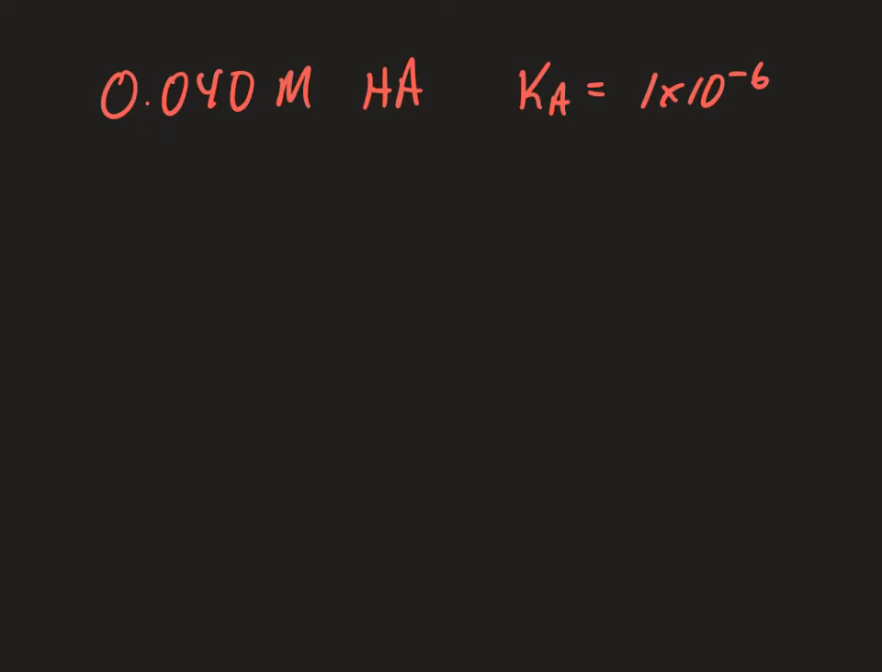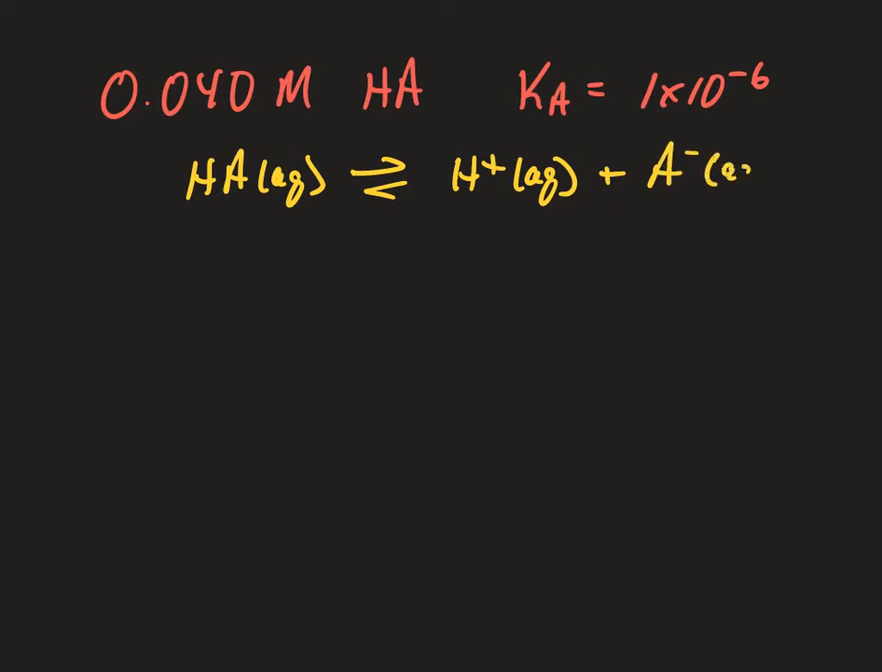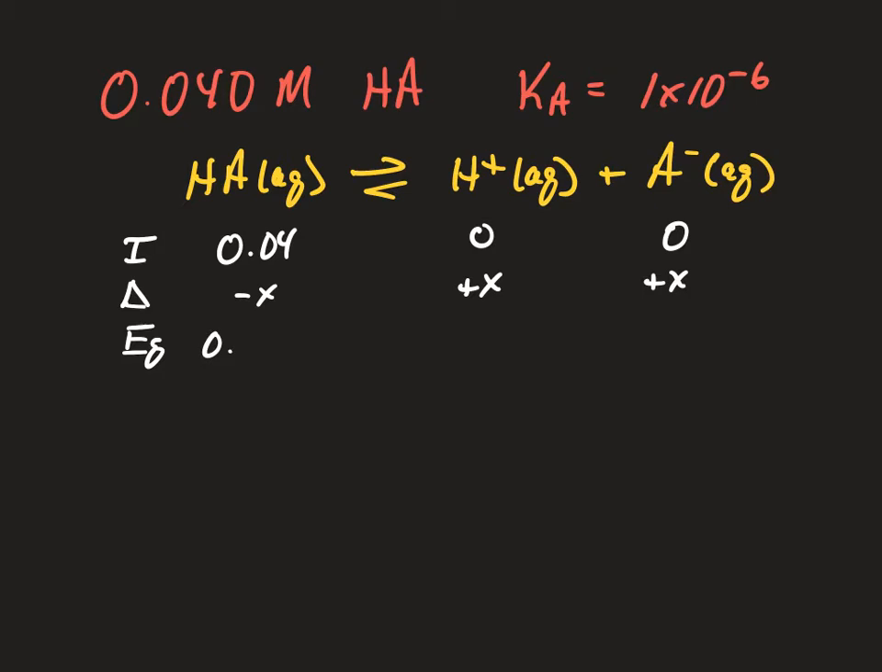Okay, let's consider a solution made 0.040 molar in some generic acid HA. If we consider the dissociation of HA, our HA in water will dissociate to form hydrogen ions in water and some basic anion in water. If we consider our ICE table, initial, change, equilibrium: if we're at 0.040 of that, we haven't made any hydrogen ions, we haven't made any of the anion. If X dissociates, then we're going to get X of the hydrogen ions and X of the basic anion. So 0.04 minus X, X, X.